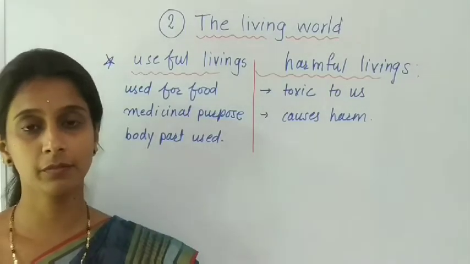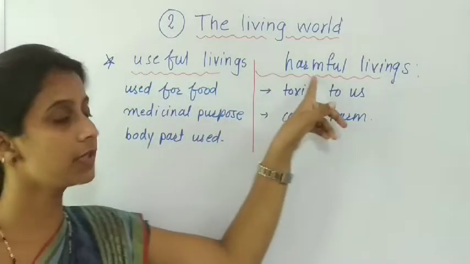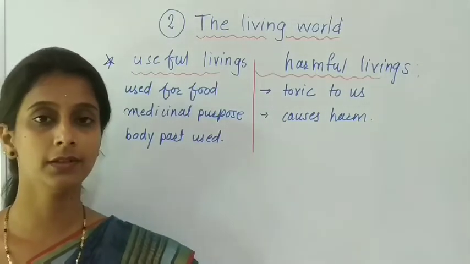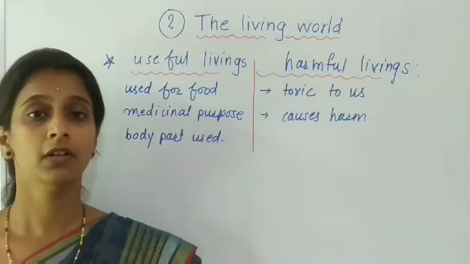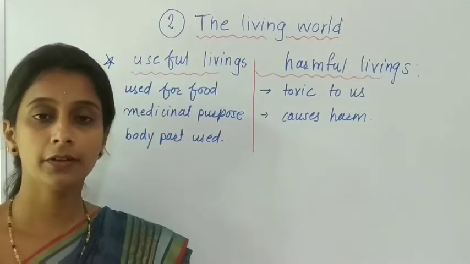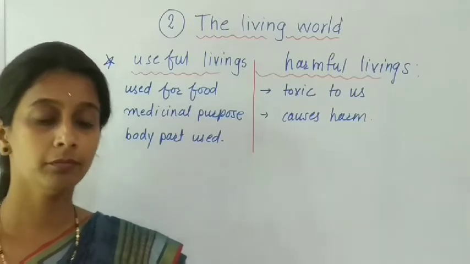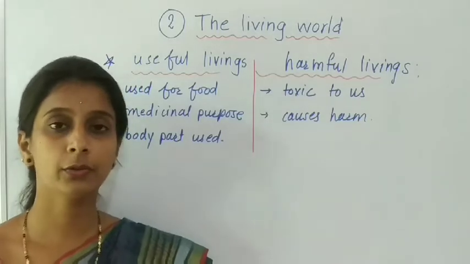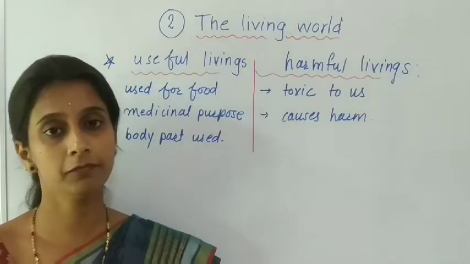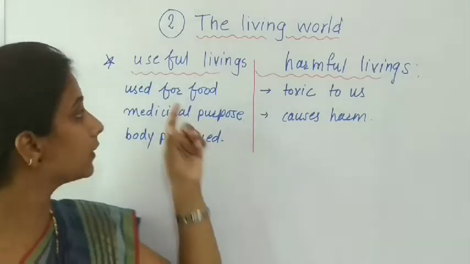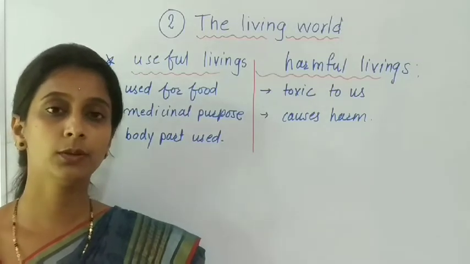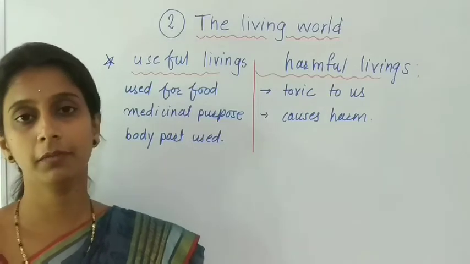Now students, let us see the last bit of the chapter, that is useful living organisms and harmful living organisms. Some plants and animals are useful to us in different ways. We get food from them, and we use them for medicinal purposes too. Some parts of plants are used as vegetables, and some birds like hen give us eggs and also provide us meat, so they satisfy our need for food. Also, they are used for medicinal purposes, like Hirda, Behda, Tulsi, these plants we use for different medicinal purposes.